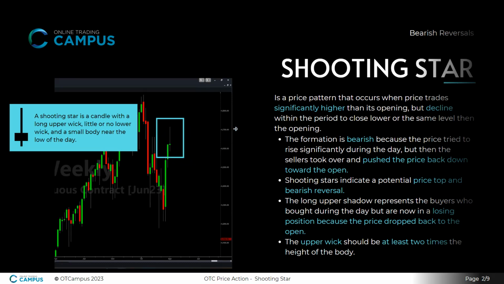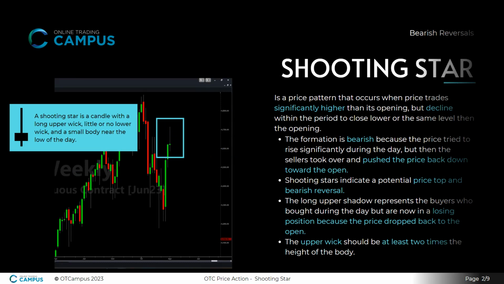Let's go to the right side, and we see it's a price pattern that occurs when price trades significantly higher than its opening, but declines within the period to close lower or at the same level as the opening. That's a weekly chart, right? That's the first day of the week. We see strength. This means price trades significantly higher than its opening. It opened here and then moved higher.